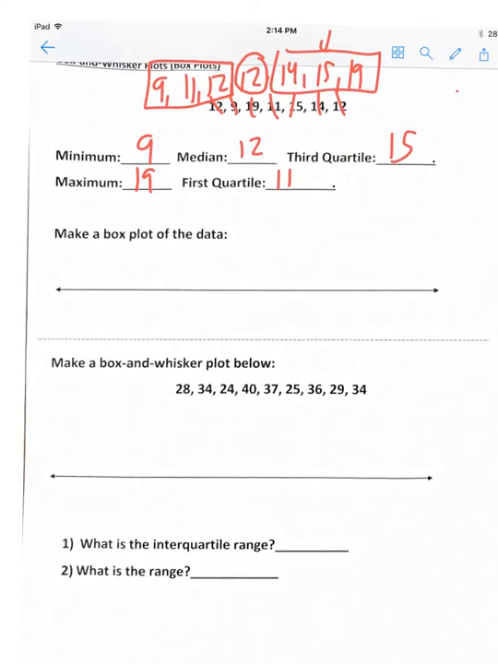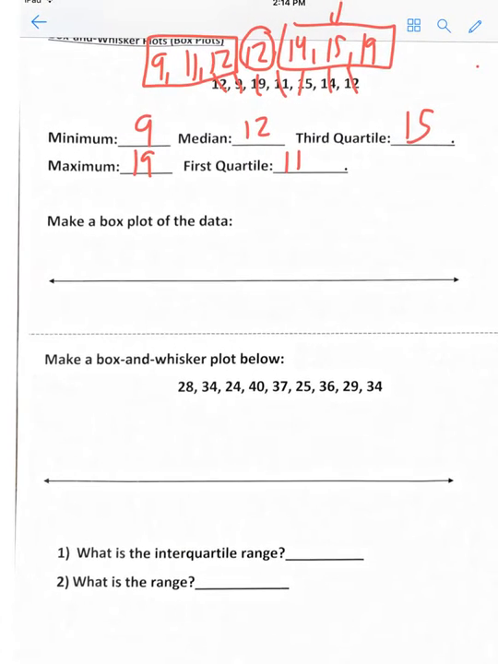So let me show you this. Basically, you start with a number line. So I see that my numbers go from the smallest, 9, to the biggest, 19. So I'm going to make a number line, and you don't have to start at the smallest number, but you can. 9, 10, 11, 12, 13, 14, 15, 16, 17, 18, 19, and I could fit 20. You don't have to go to 20. So I have my number line.